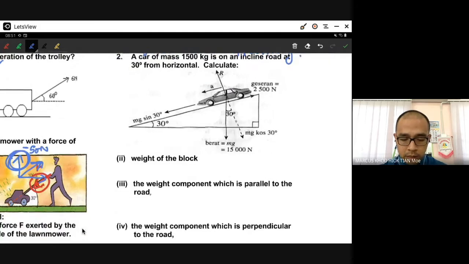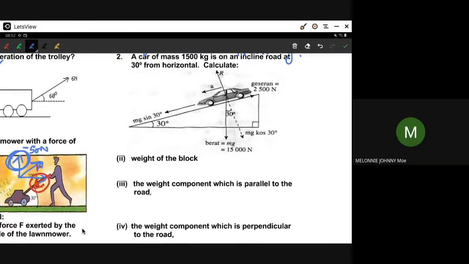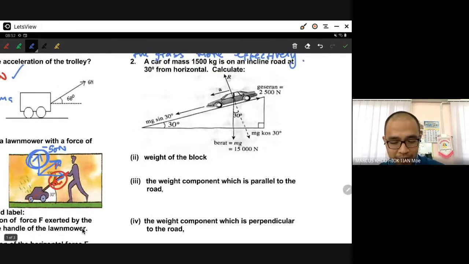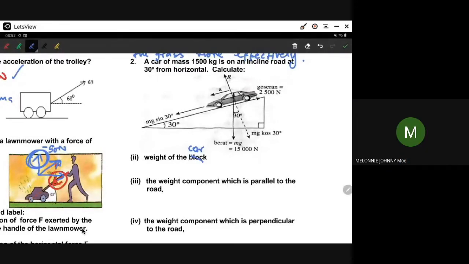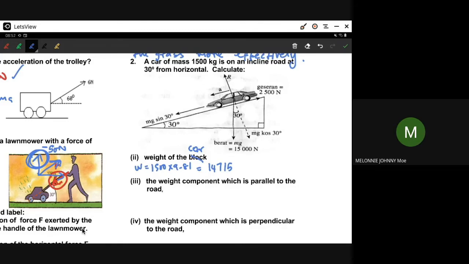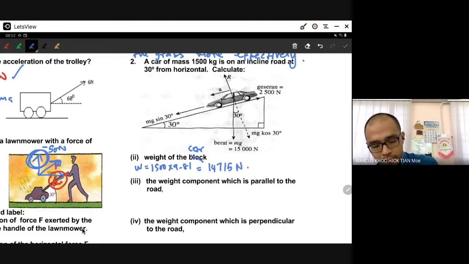Melanie, since you shouted in my ear just now. Weight, please. The weight of the block, the weight of the car rather. Yeah, weight of the car. 1,500 times 9.81 equals 14715. Is it exact? Yes, sir. Okay, 14715 newtons. All right.